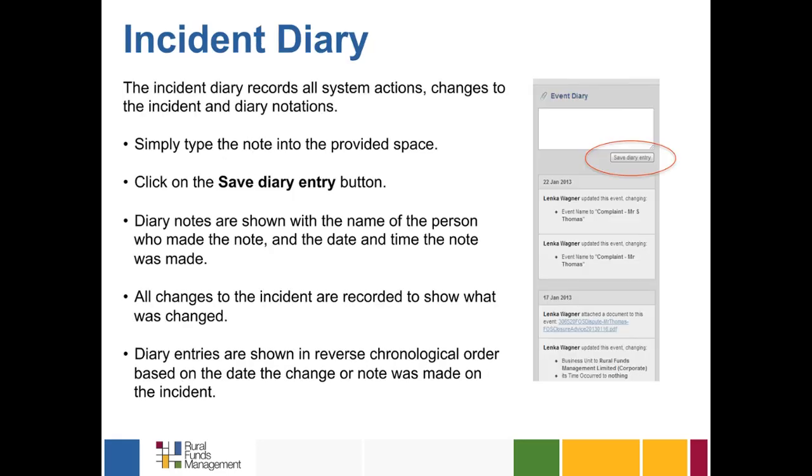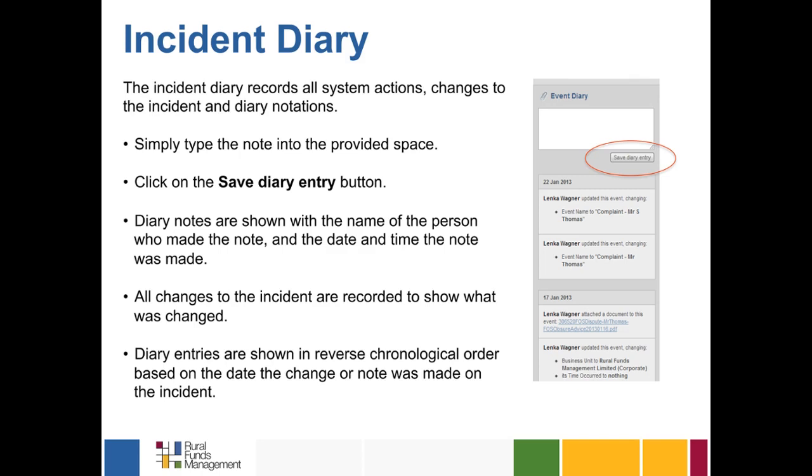The incident diary records all system actions, changes to the incident, and diary notations. Simply type the note into the provided space. Click on the Save Diary Entry button. Diary notes are shown with the name of the person who made the note and the date and time the note was made. All changes to the incident are recorded to show what was changed.